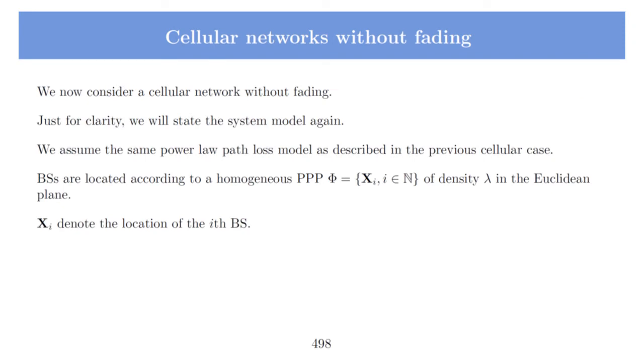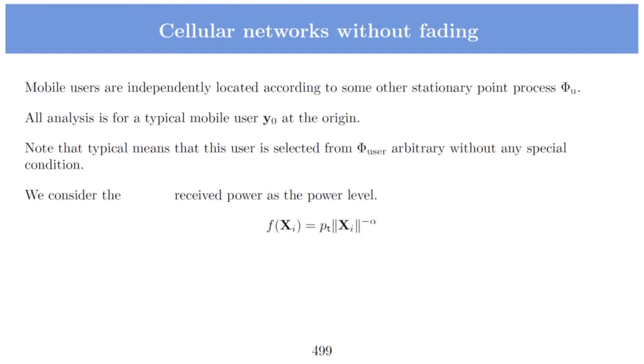So let's consider a cellular network without fading. The system model is the same as the previous case. The base stations are located according to a homogeneous point process of density lambda in R square space. Users are independently located. We will take a typical user at the origin 0. The received power, which is the power level, is equal to transmit power times x to the power minus alpha. There is no fading, so average is not really required.